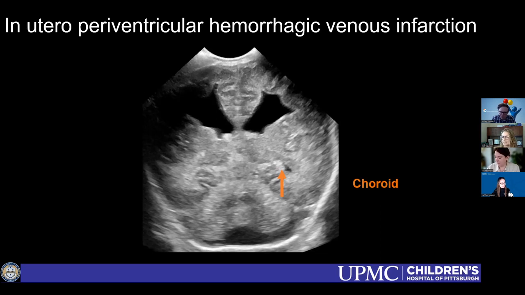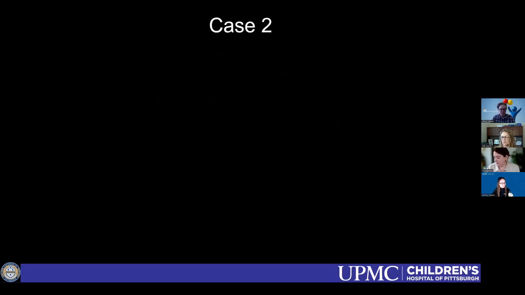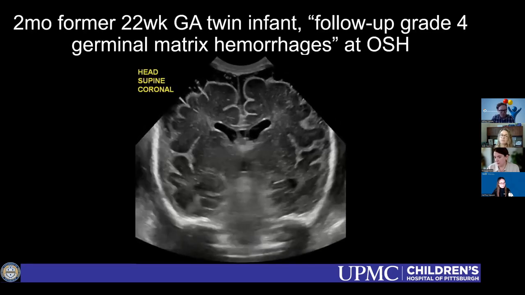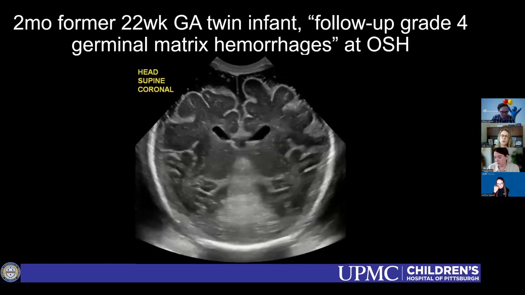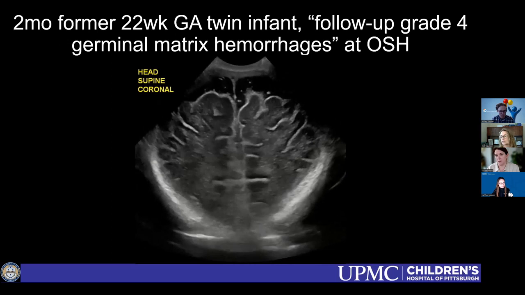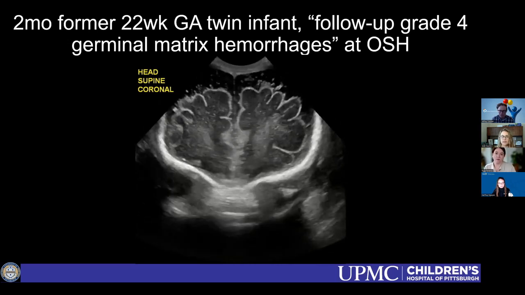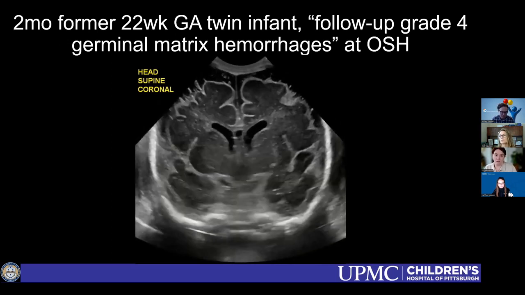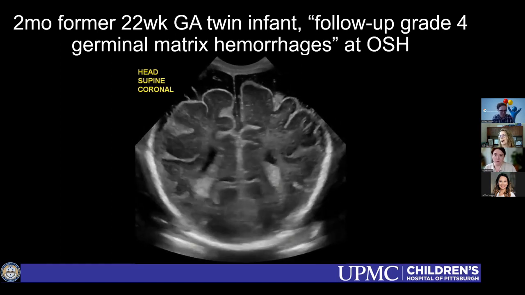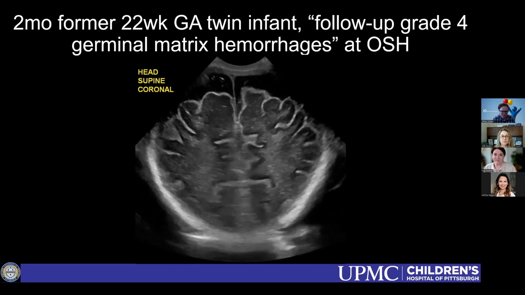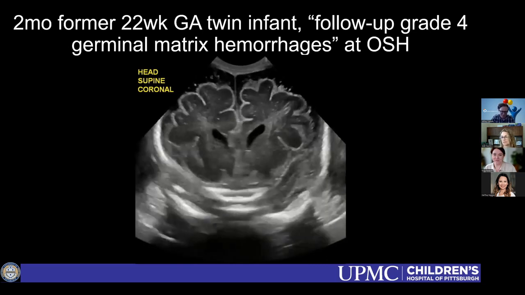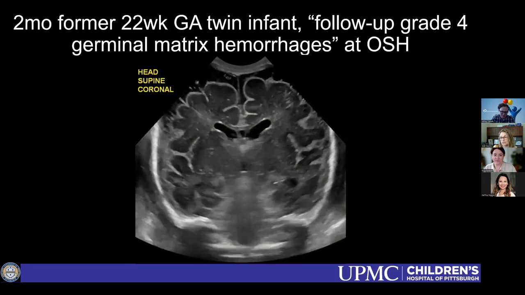Okay, let's go to the next case. So this was a 2-month-old former extremely premature twin infant who was actually transferred to us from an outside hospital. And during our morning NICU rounds, apparently the read at the outside hospital was follow up the grade 4 germinal matrix hemorrhages that were diagnosed at the outside hospital. And we freaked out because we thought we had scanned the wrong patient. Honestly, we thought there was a patient identifier mismatch, because this is not a normal head ultrasound.